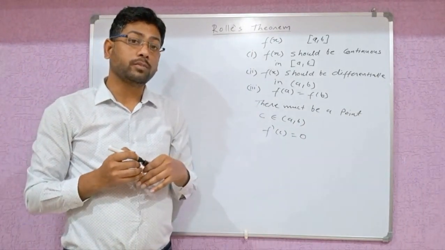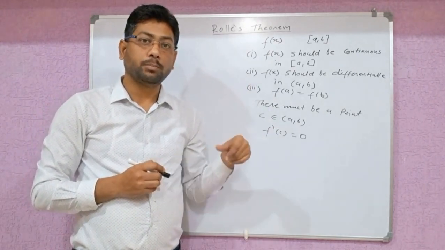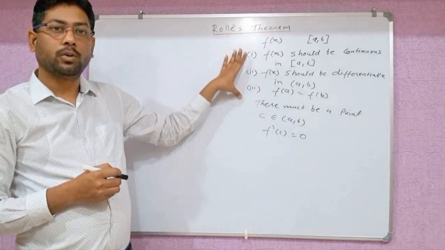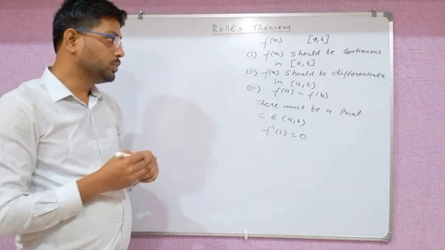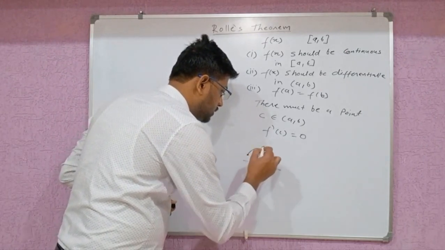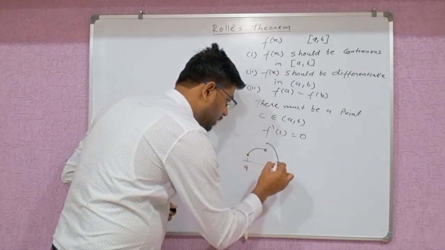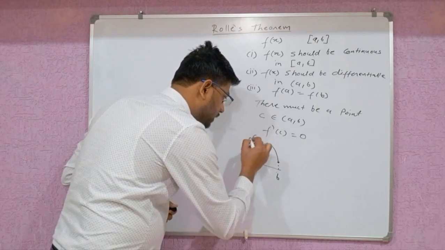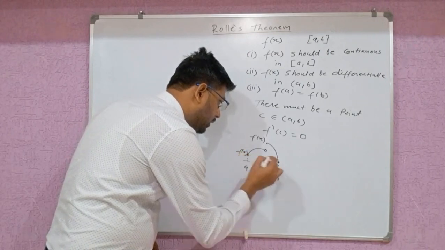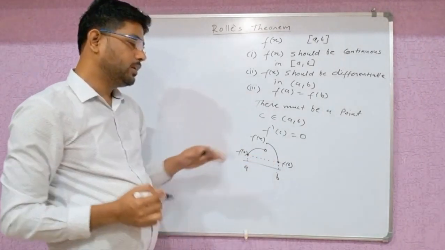Now what is the significance of that and how to apply that theorem? To understand that, we'll take some examples. By that you will understand this better. First of all, to understand these three conditions, we'll take some examples. So if you have a function given like this, this is a, this is b, and this is function f(x). So obviously this point will be f(a) and this will be f(b). So f(a) is equal to f(b), that we can clearly see.